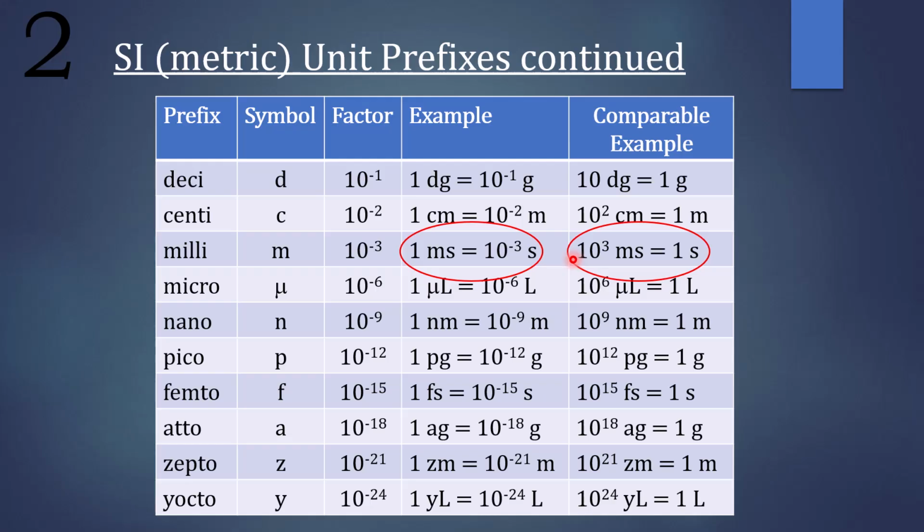Maybe as another example here with centi, 1 centimeter is equal to 10 to the minus 2 meters, and 10 to the minus 2 is 0.01. So 0.01 meters is equal to 1 centimeter. Or a lot of people like to think of it in terms of a metric stick with gradations for centimeters: there's 100 centimeters in 1 meter.